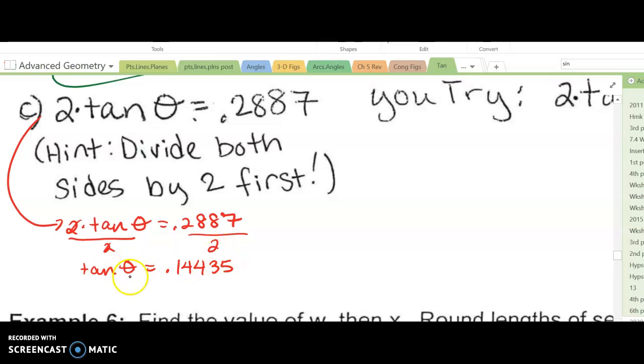And now since our angle is the variable here, we know we will tan inverse that 0.14435. And so I'm getting approximately 8.2 degrees.